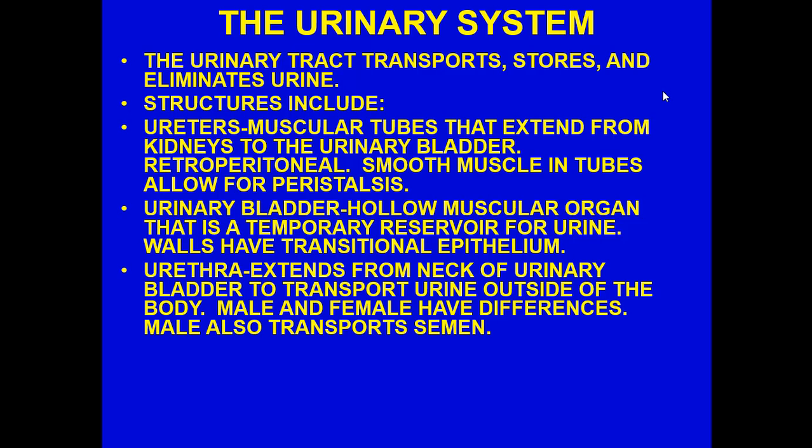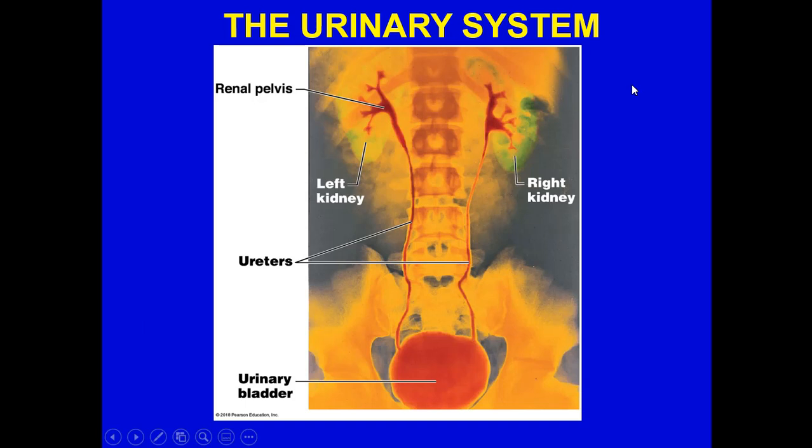The urethra extends from the neck of the urinary bladder to transport urine outside of the body. Males and females have certain structural differences. The male's urethra also is involved with the transport of semen, which we'll get into later on in the reproductive chapter.